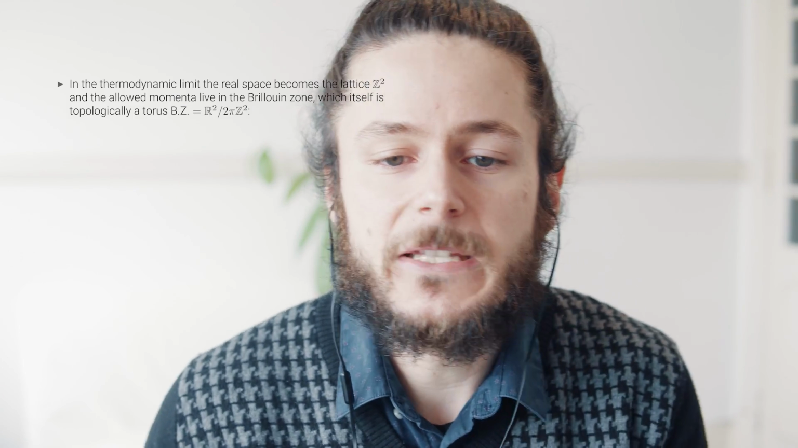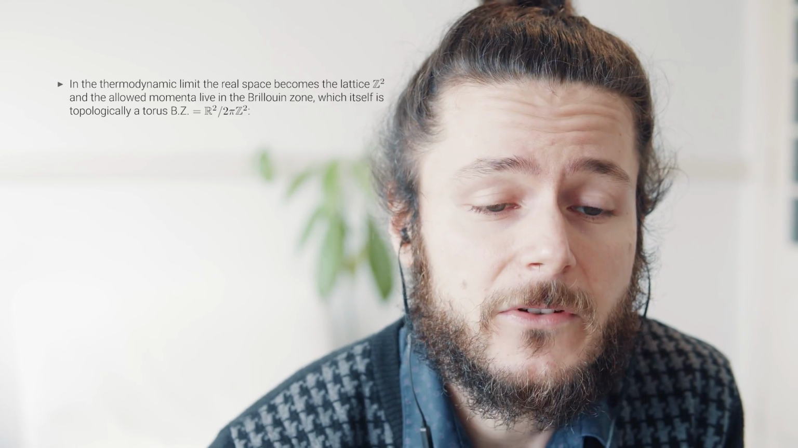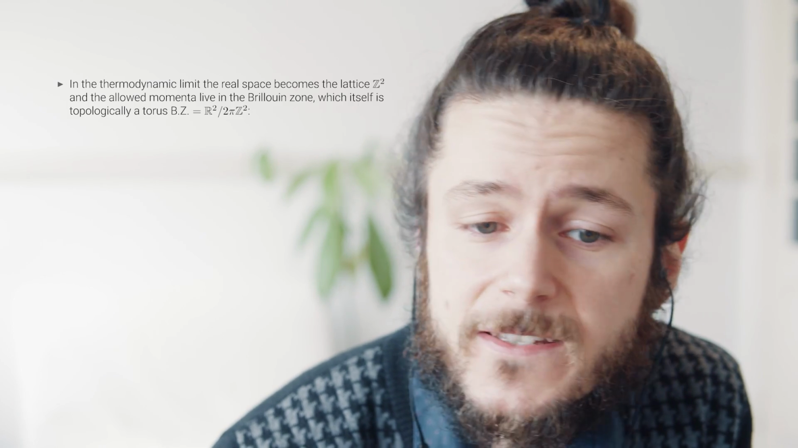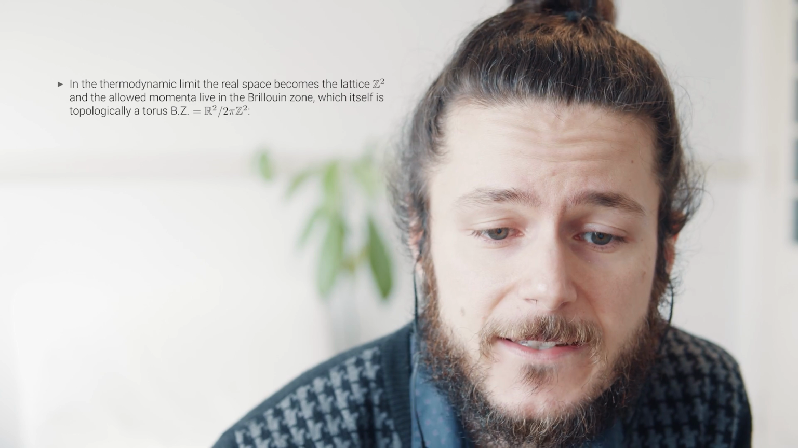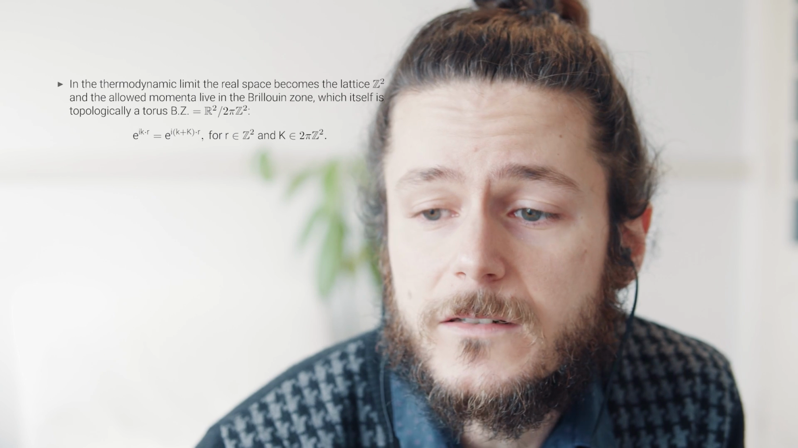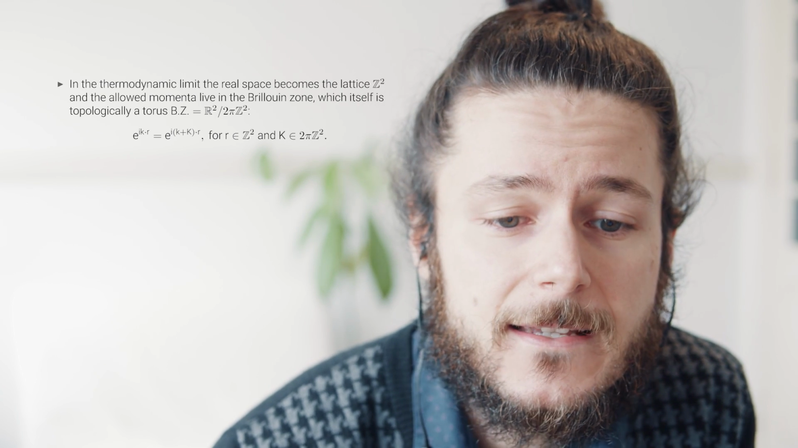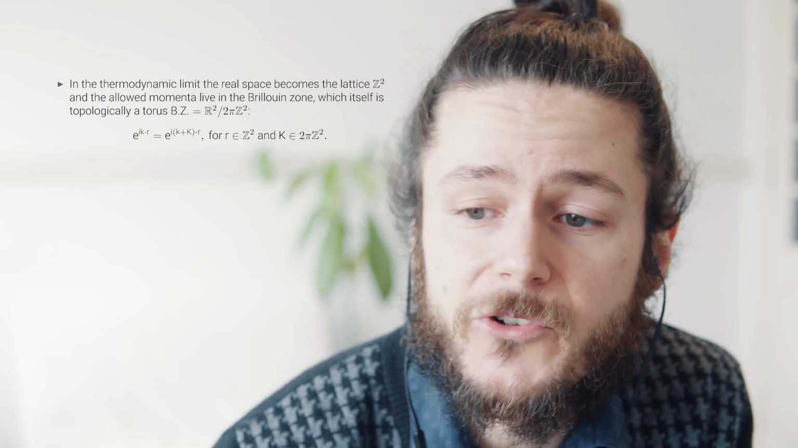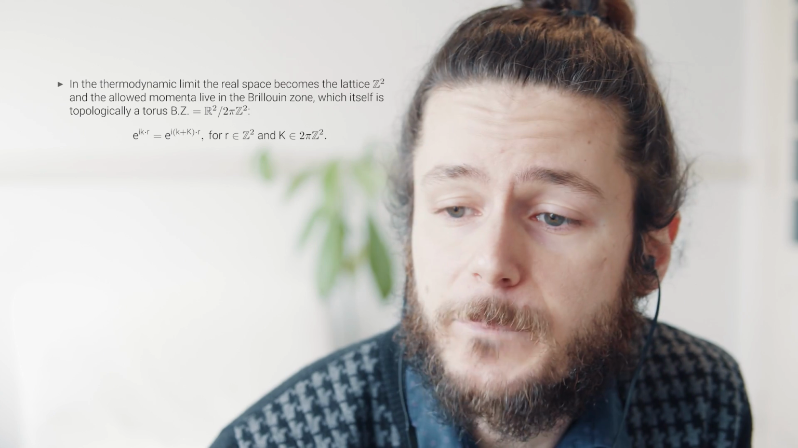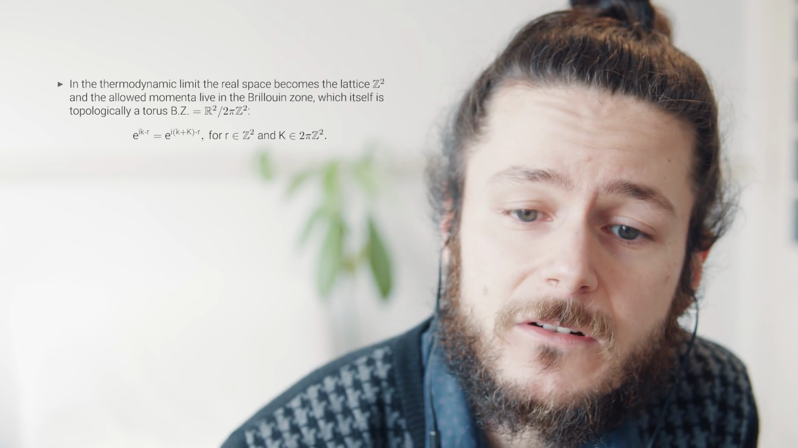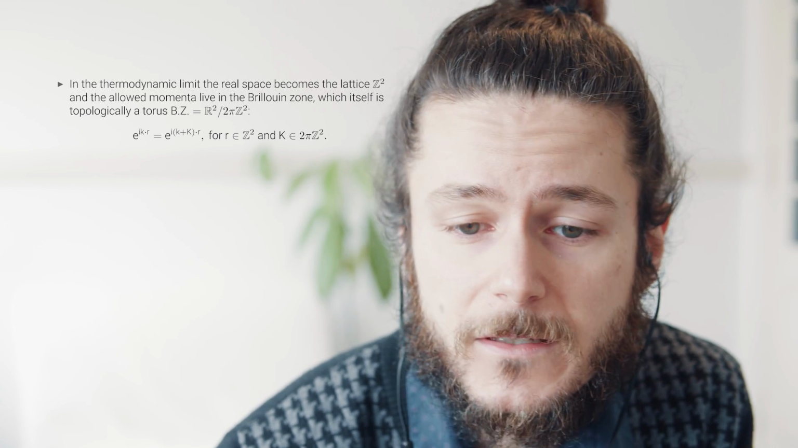In the thermodynamic limit, the real space becomes the lattice Z^2, meaning when I take n going to infinity, and the allowed momenta live in the Brillouin zone, which itself is topologically a torus. To see this, we consider the following plane waves, and we see that if r is the position taking values on the lattice, and if I take k and shift it by a reciprocal lattice vector, the plane waves are the same, so I'm instructed to identify k which differ by dual lattice vectors.